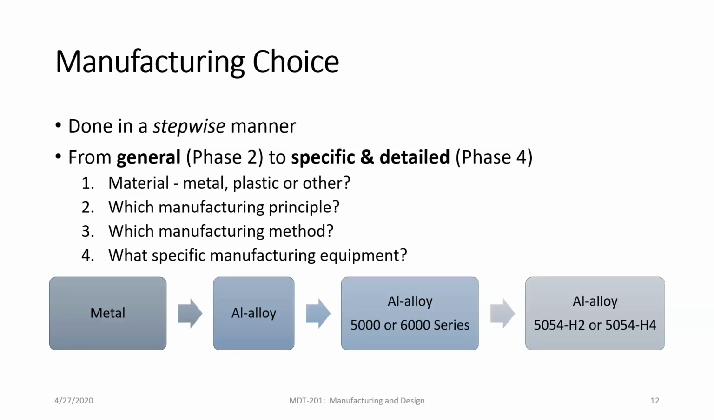So it may look something like this. We're going to use metal. And then we ask ourselves, what type of metal? Well, aluminum alloy. What type of aluminum alloy? Well, a 5000 or 6000 series. Specifically, what type of aluminum 5000 series? Well, the 5054-H2 or the 5054-H4. So each step here, we're going from general to very specific, and each step is going to give us a more concrete look at the properties associated with that and the manufacturability and all the things that we need to know for phase 4, the detailed design.